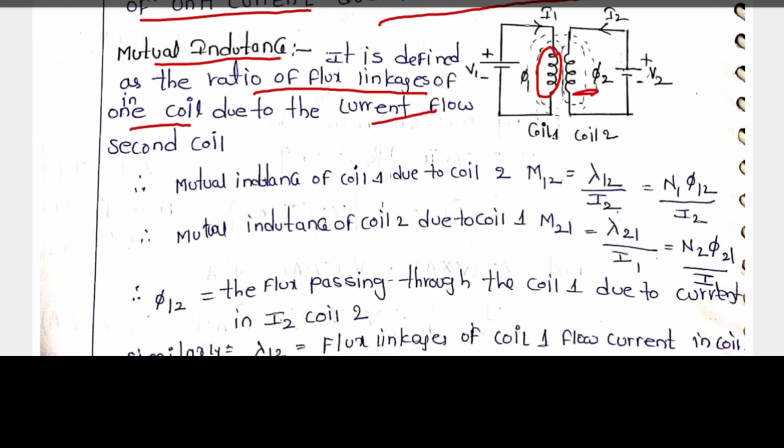Assume that two coils are connected. V1 is the supply for coil 1, and current I1 is flowing in coil 1. Coil 2 is supplied with V2. Now due to current I2, a flux phi 2 is produced. The mutual inductance of coil 1 due to coil 2 is M12.